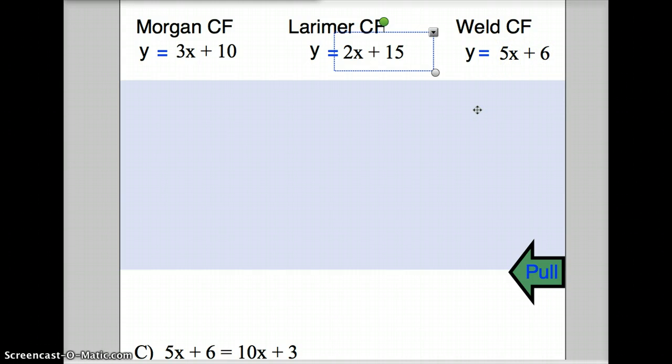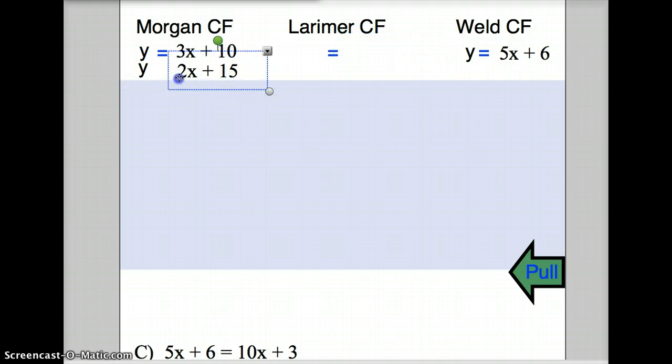All right, now that we have those correctly placed, here's what I want you to look at, and I want you to see if this makes sense. I'm just going to move the Larimer County Fair right over here. So Morgan is y equals 3x plus 10. Larimer is y equals 2x plus 15.